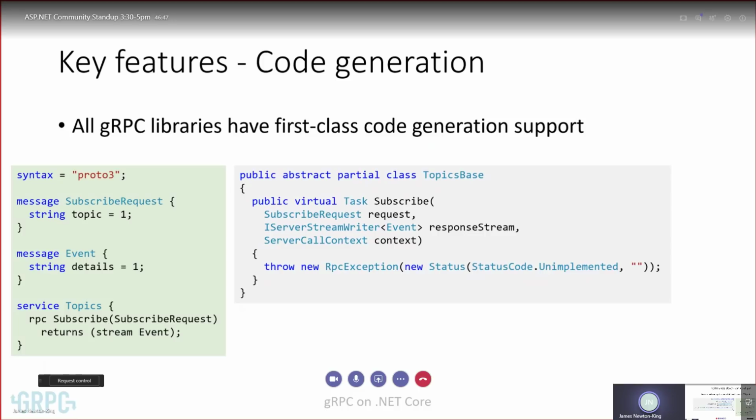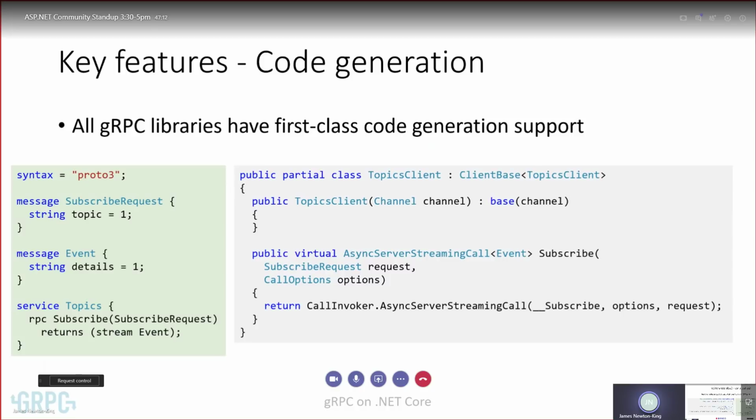This is a very, very simplified view of what you would see for the service stub. We've got our method, which takes a single request. It streams a response of events, and then it has a server call context, which is kind of similar to an HTTP context in .NET. And then you would take this class, override this method, and hook it up in your startup file.